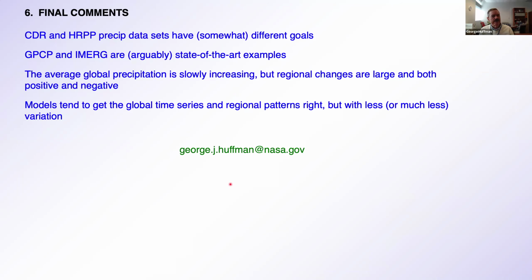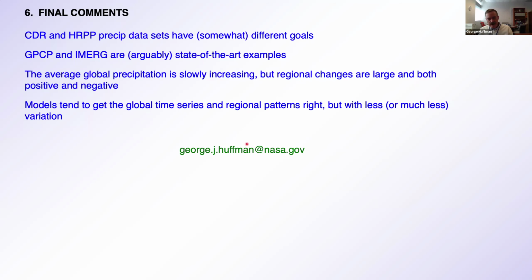Okay, so rocketing to the end here, I've got a few final comments. Just to remind you that the CDR, which is GPCP, and the HRPP, of which IMERG is an example, have somewhat different goals. I would claim that they're arguably state-of-the-art examples. IMERG in particular; GSMaP and CMORPH at least should be considered. GPCP right now, I would be hard-pressed to name another strong competitor from the observation side. Obviously, on the model side, you've got things like MERRA and ERA5.